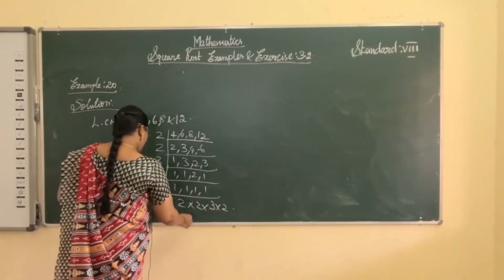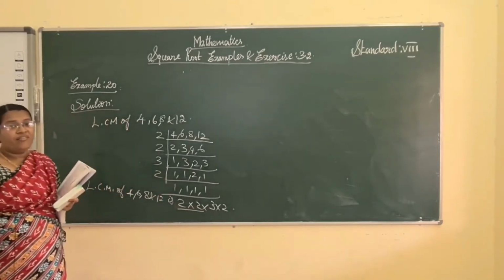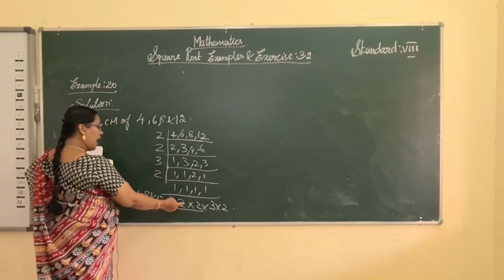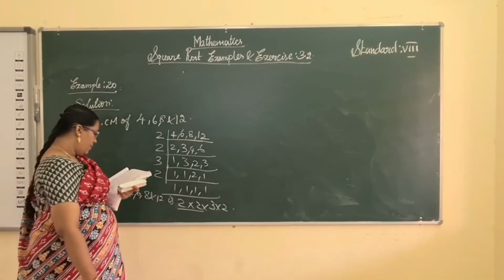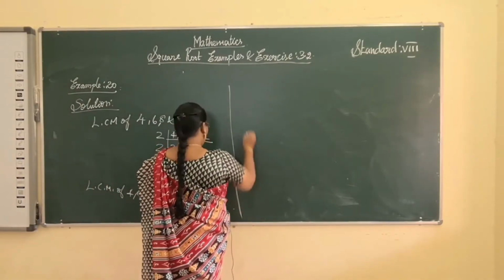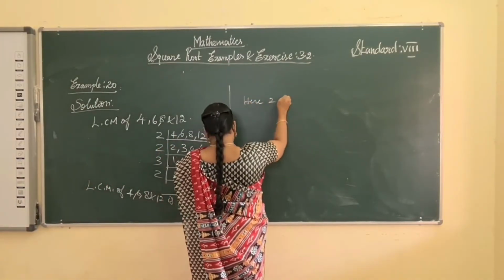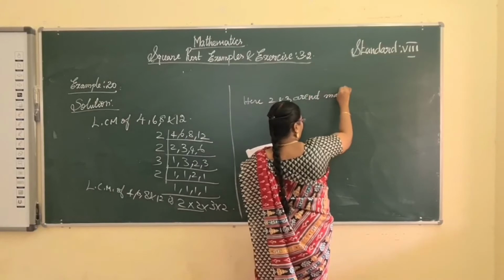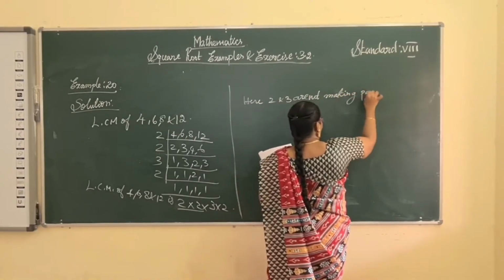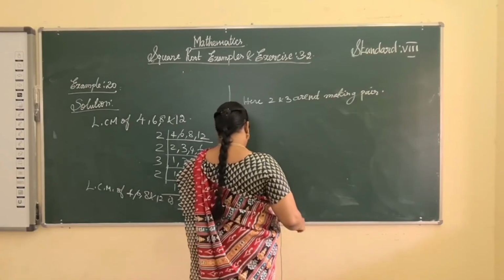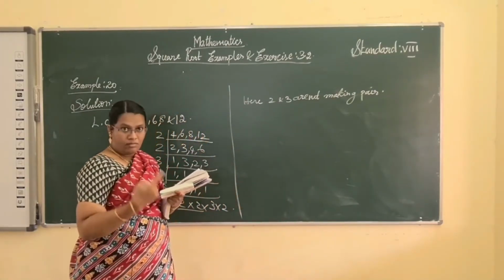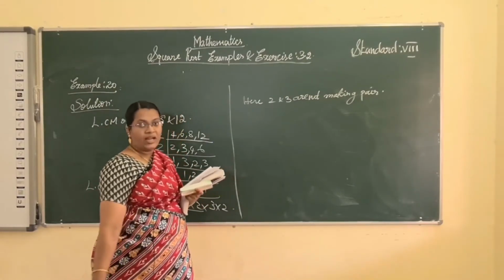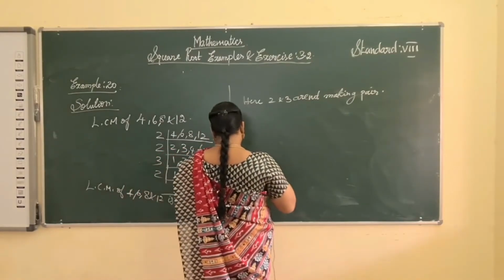Okay, so it is only having the pair. We need the squares, is it? The smallest square number. So this only has the pair. The other two numbers do not have the pair. So here 2 and 3 are not making a pair. Okay, so we need to make pairs. So multiply the numbers 2 and 3, we get the square number.